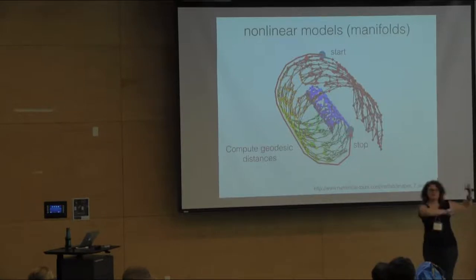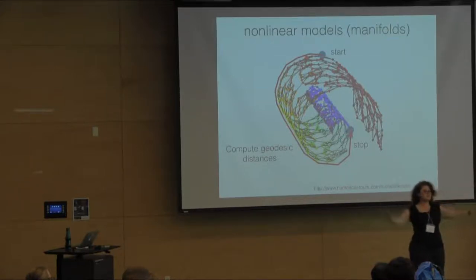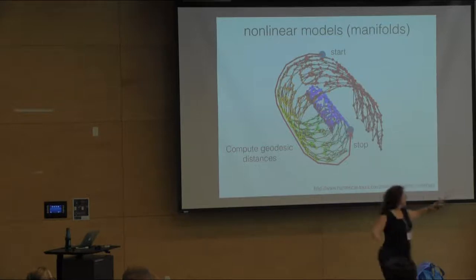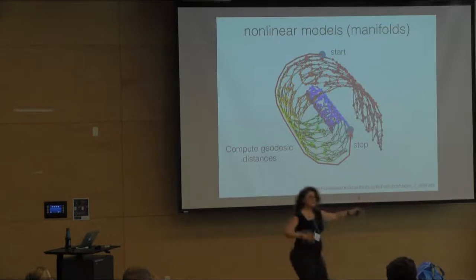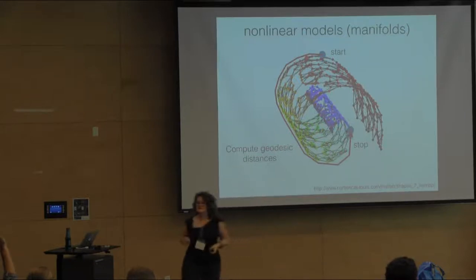And now, just like we did before, where we looked at the covariance of our data in terms of the L2 distances, we would form that same similarity matrix again, but now using the geodesics rather than just the Euclidean distances. Yes?